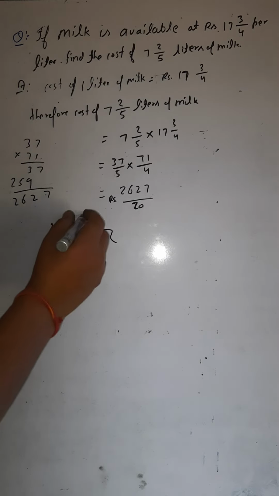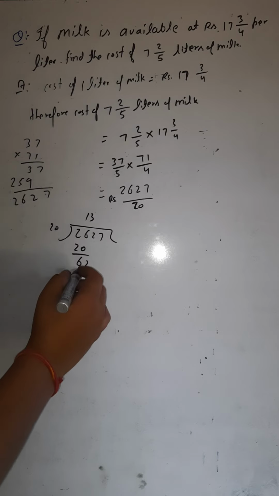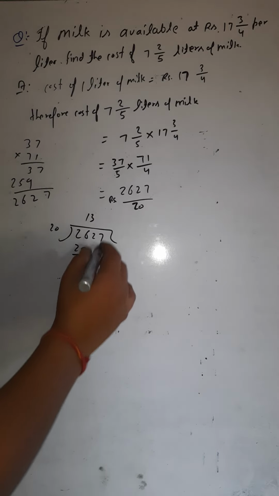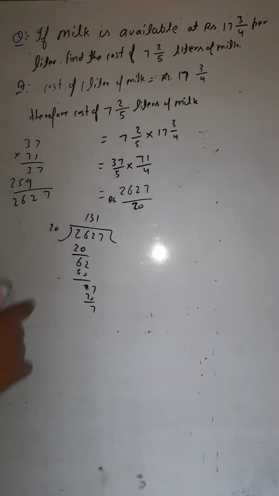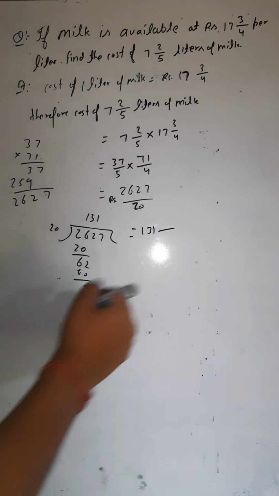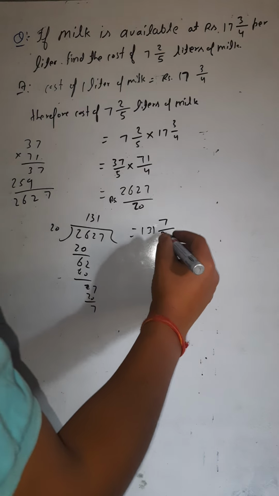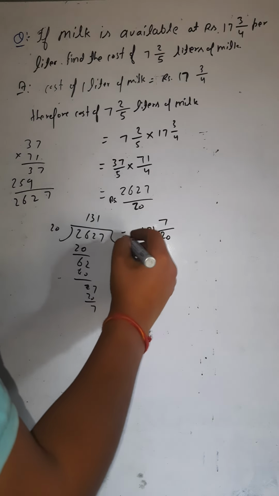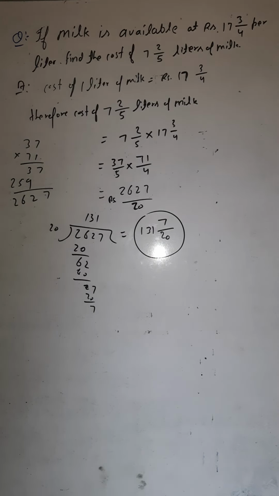Look here, 20 times 1 is 20, 6 2, 20 times 3 is 60, 2 left, then again 7, 20 times 1 is 20, 27 is the remainder. So how many times it goes? It is going 131 times. 7 is remainder, write it up, and dividing by 20, write it down. So I have changed it into mixed fraction also. So this would be the cost of this much milk. Are you getting this? Okay, just note it down.